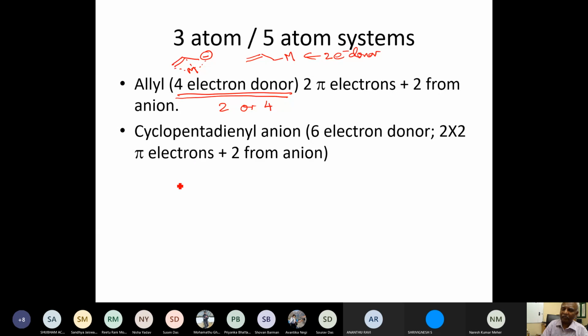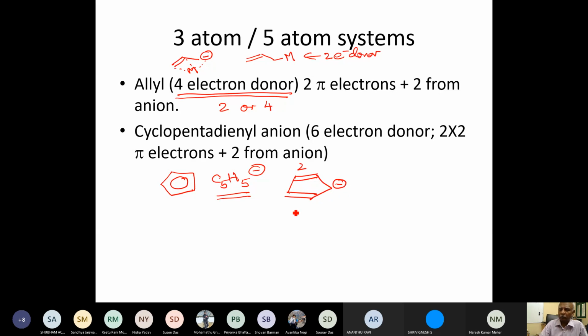Similarly, a cyclopentadienyl anion is a 6-electron donor because this would be considered as C5H5 minus. You can recognize that this is an aromatic system. It has got 6 pi electrons, 2 from the anion that we have generated by taking in an extra electron into the C5H5 pi system. So you have a total of 6 electrons that you can donate. If you write a valence bond structure again, you can see this readily.